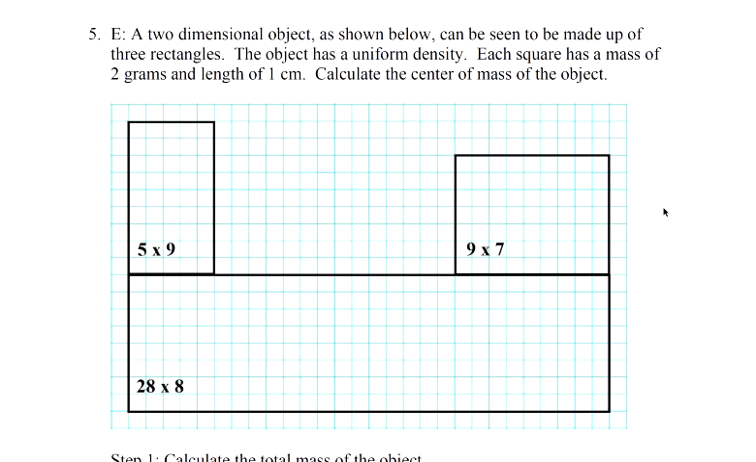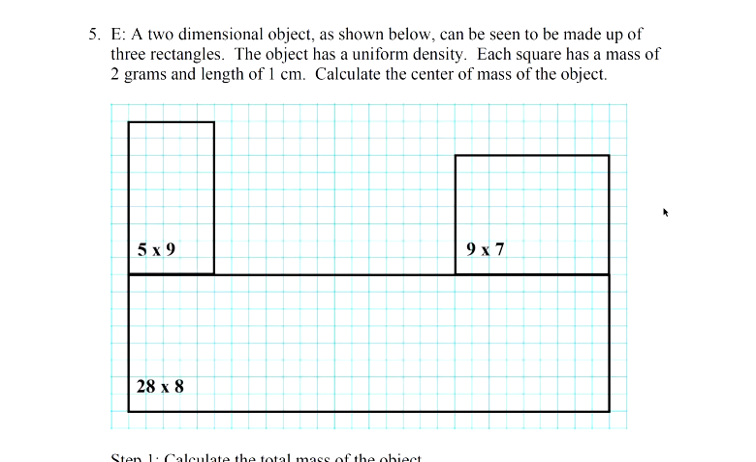Question 5. A 2-dimensional object as shown below can be seen to be made up of 3 rectangles. The object has a uniform density. Each square has a mass of 2 grams and length of 1 centimeter. Calculate the center of mass of each object.